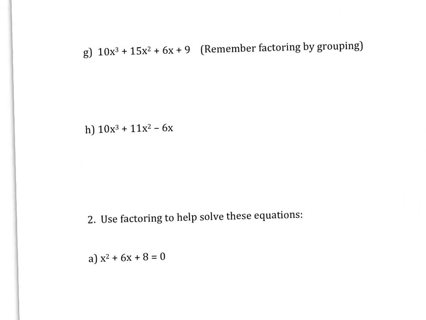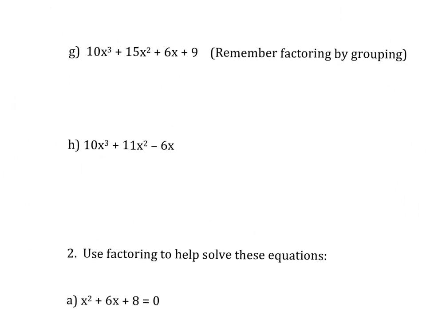And we now have 10x cubed plus 15x squared plus 6x plus 9. Nothing in common across all four terms, so we can't factor anything out. So what we can do is factor by grouping, and that's going to give us, when we group them, a 5x squared as the largest common factor.